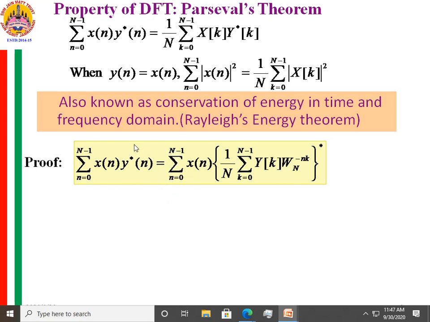Now for y(n), I will substitute the IDFT equation as 1 by N summation k from 0 to N minus 1 of Y(k) into W raised to minus nk, N, and the conjugate of the whole of this. So for y(n), we substitute the IDFT equation and take the conjugate of this IDFT equation. Getting this? First I substitute the IDFT equation for y(n) here, and the conjugate of it.